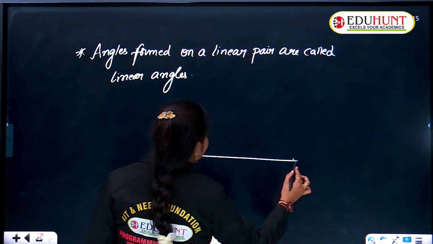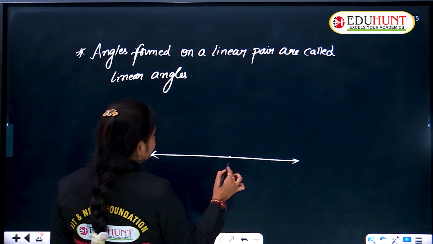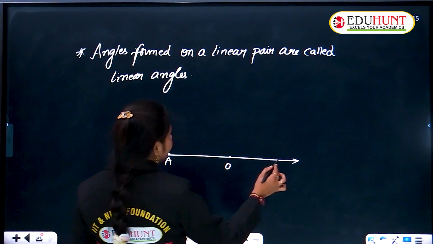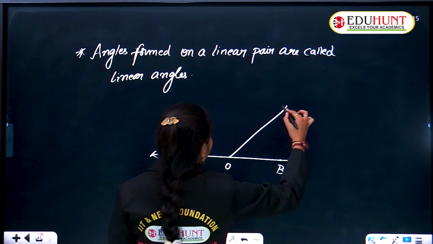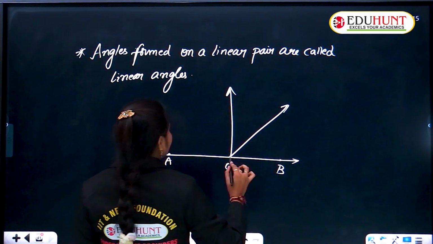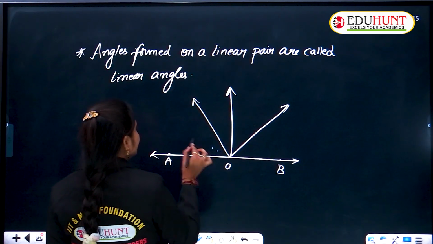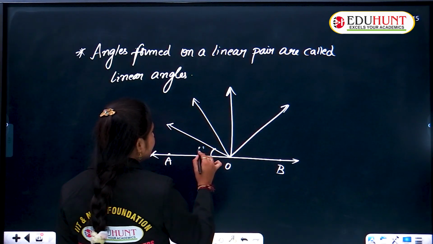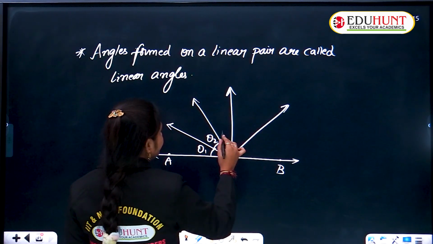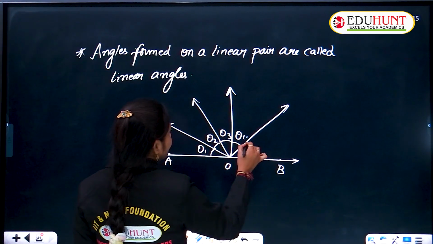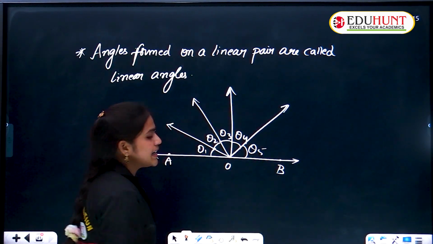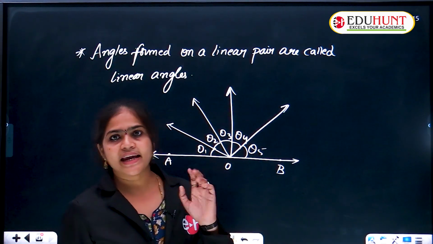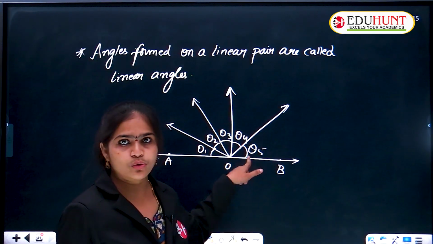Okay, see here, this is a straight line, no? OA, OB. Now here, as I told you, some other adjacent angles we can also say: theta 1, theta 2, theta 3, theta 4, theta 5. How many angles can we observe here? 5 angles we can observe at that point O.